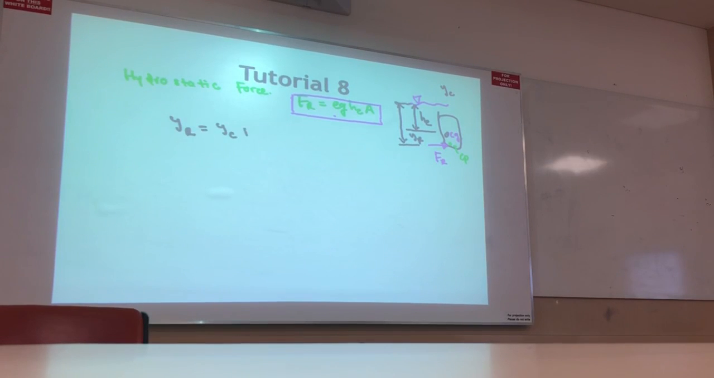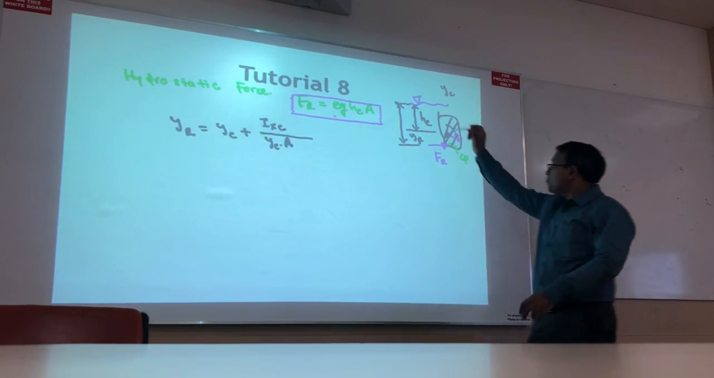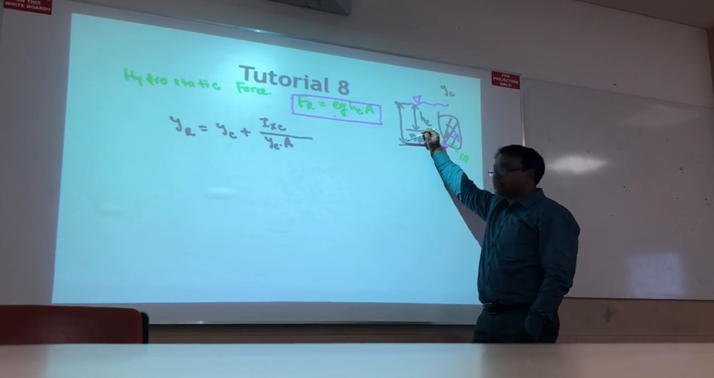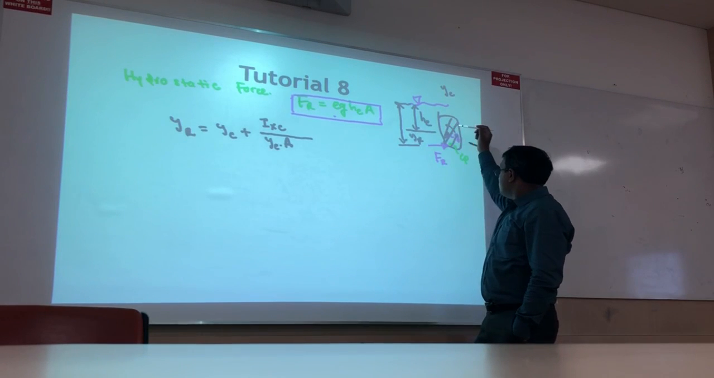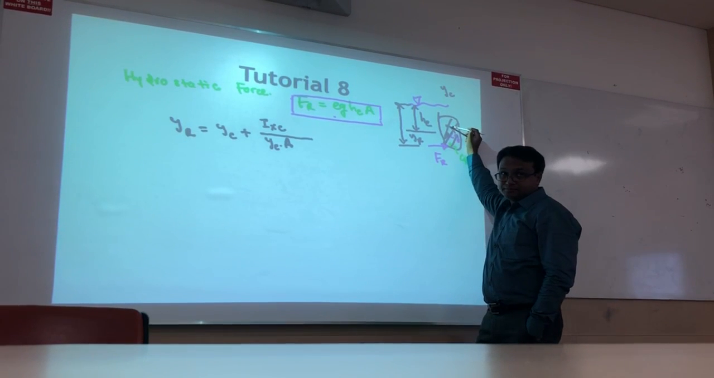YC plus IXC, the moment of inertia with respect to this object, right? And divided by YC times area. So we are using this equation to calculate the distance from the water surface to the center of pressure of any object.